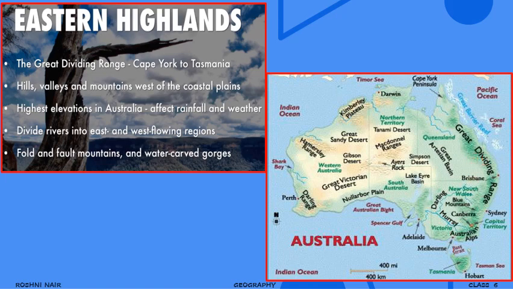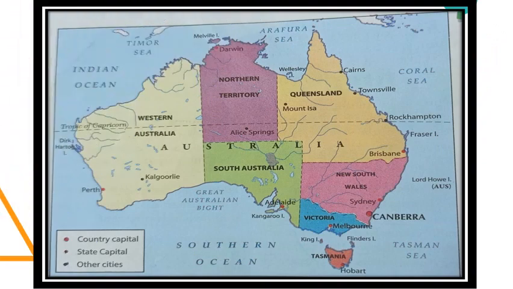These highlands are called the Gregory Range in Queensland. Let me show you the different names given to these Eastern Highlands. This is the same map which we referred to for Australia political, showing the 8 states of Australia. The Eastern Highlands are called the Gregory Range in Queensland. Here in Queensland, the same Eastern Highlands are known as the Gregory Range.